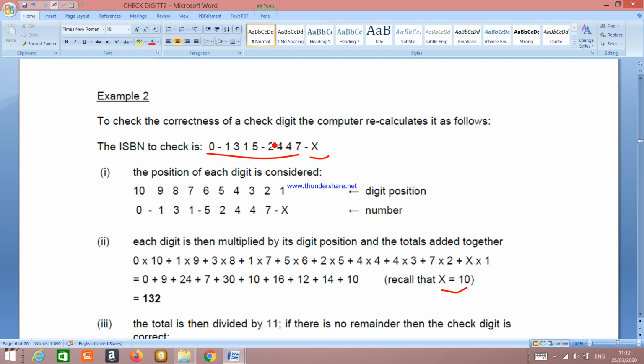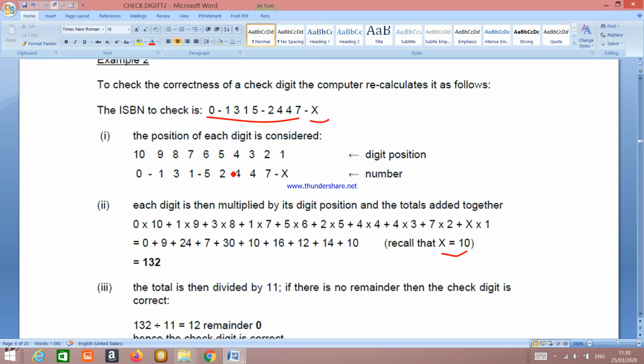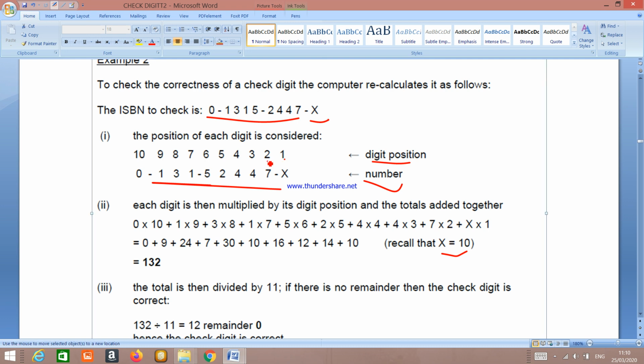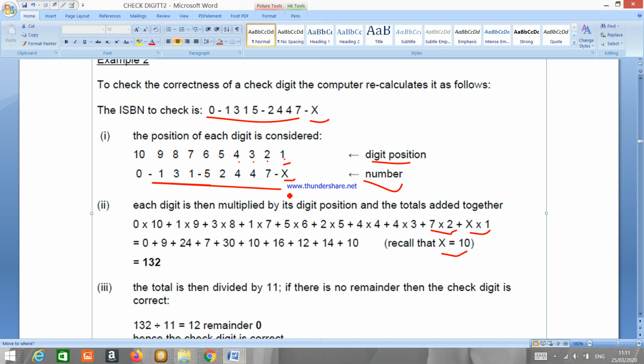Now in this question, we are going to check if the number is correct or incorrect. Now we write the numbers. Okay, this is the number. We write the positions, like this, position 1, 2, 3, 4, and so on. Now we multiply each number by the respective position, that is X times the position. Then 7 times the position 2.